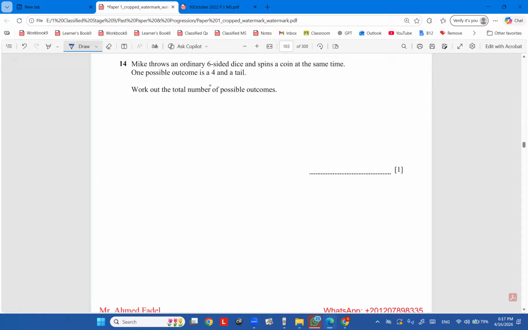Mike throws an ordinary six-sided dice and spins a coin at the same time. One possible outcome is a 4 and a tail. Work out the total number of possible outcomes. I got 6 numbers.